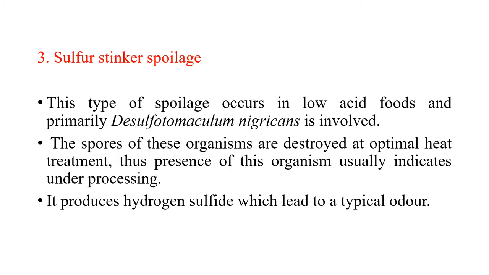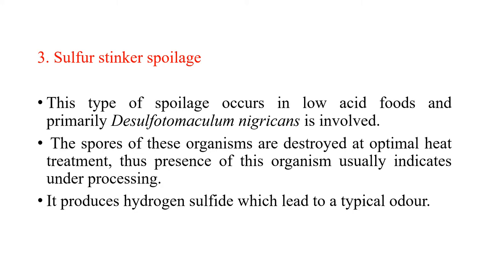And the third type is sulfur stinker spoilage, and this type of spoilage mainly occurs in low acid foods and is mainly caused by Desulfotomaculum nigrificans. The spores of these organisms are usually destroyed at optimal heat treatment. The presence of this organism indicates under processing, and it produces hydrogen sulfide, which will lead to a typical odor of the food.